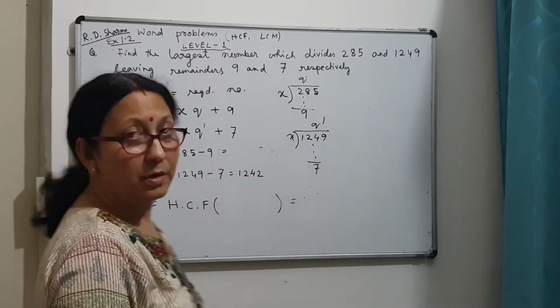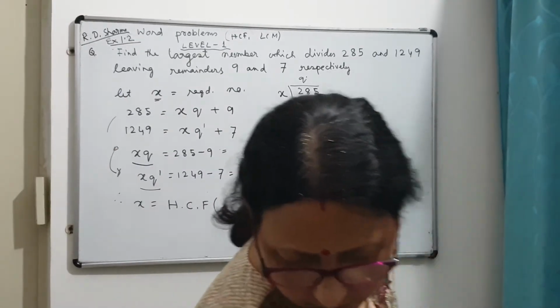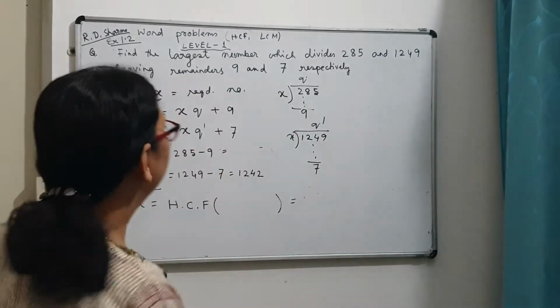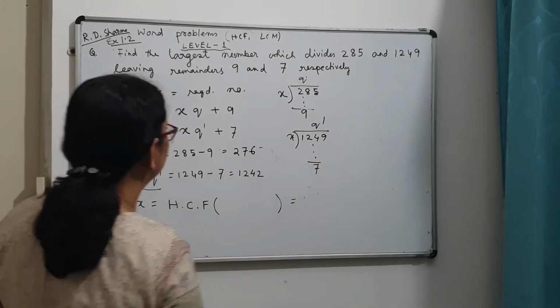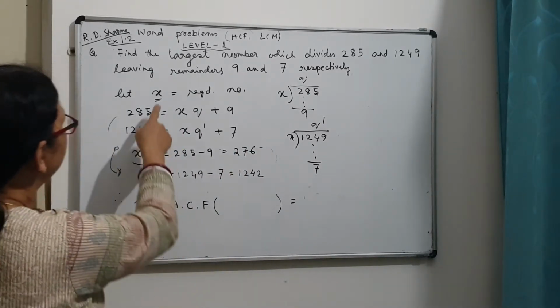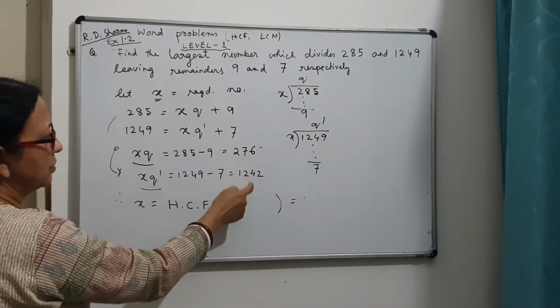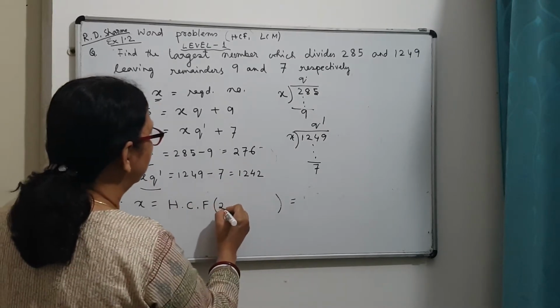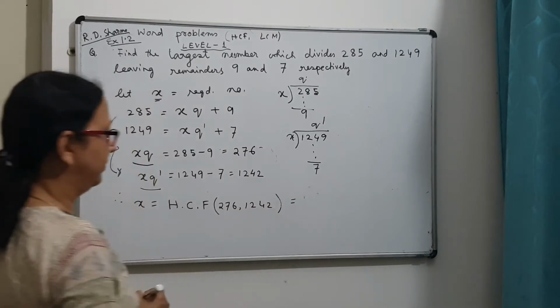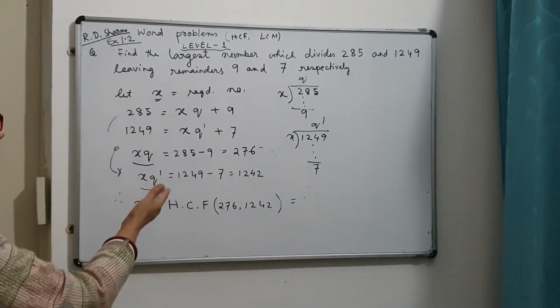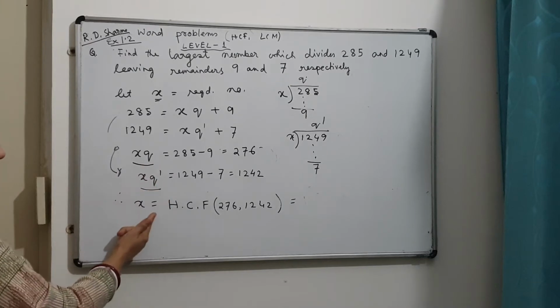1242 and it is 276. So what will be x? It will be the HCF of these two, by the same logic: 276 and 1242. Is the thing clear? How I am getting the thing?